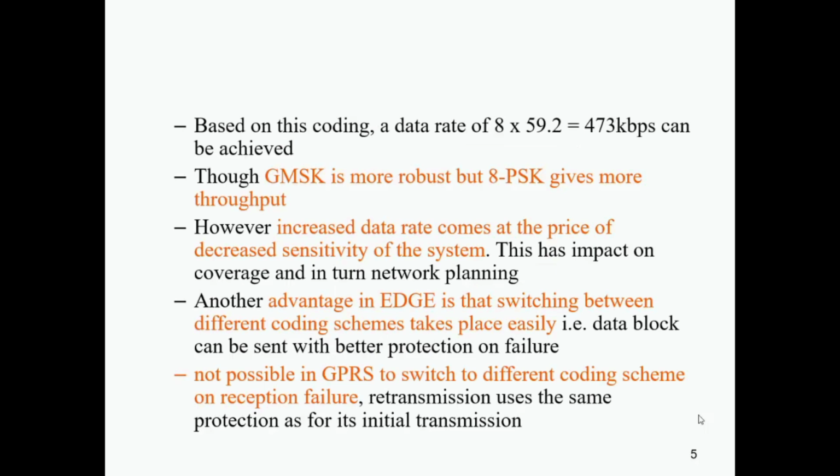Now, based on these coding schemes, MCS9 provides the highest data rate, which is 59.2 kilobits per second. So the maximum data rate that we can achieve is 8 multiplied by 59.2, which is equal to 473 kilobits per second. So the maximum data rate we can achieve is 473 kilobits per second. Although GMSK is more robust, 8PSK gives more throughput. So in 8PSK, the data rate is increased at the cost of decreased system sensitivity.